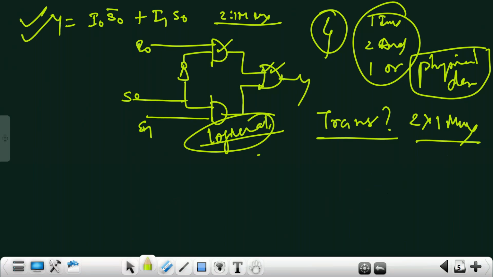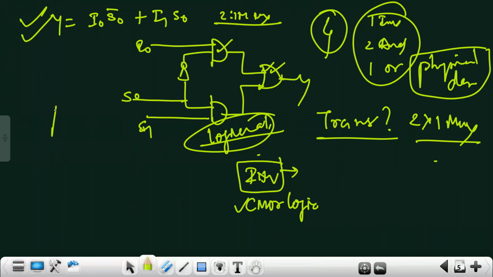How will we decide? If you see an inverter, how many transistors are required to design an inverter? How many transistors to design an inverter? Correct. So we require two transistors. Why two transistors? If we are using CMOS logic, right? If you're following CMOS logic, what does CMOS logic say?